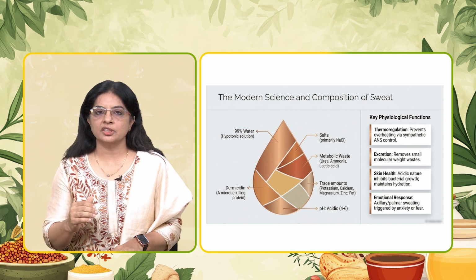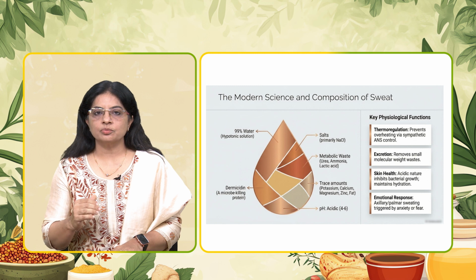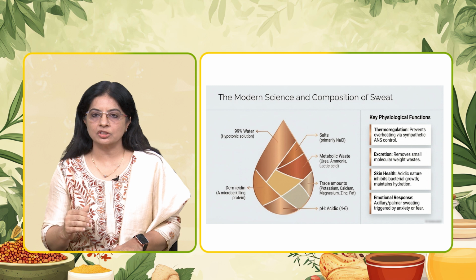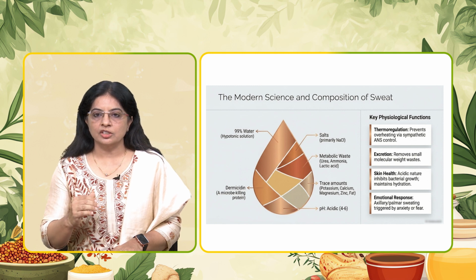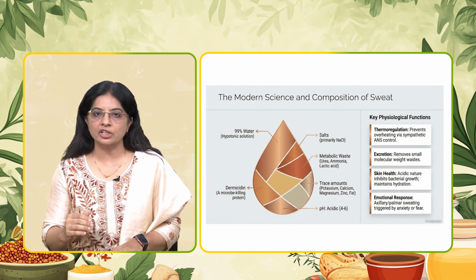Another important function is excretion. Through sweat, the body removes small amounts of substances such as urea, ammonia, lactate and salts. Thus, it protects the skin. It also maintains the skin hydration and the acidic nature of the sweat inhibits bacterial growth. We also see emotional sweating during anxiety, fear and stress. Sweating may increase especially over palms and armpits. So, overall sweating is not only a cooling mechanism, but it also supports the excretion, skin protection and emotional response.